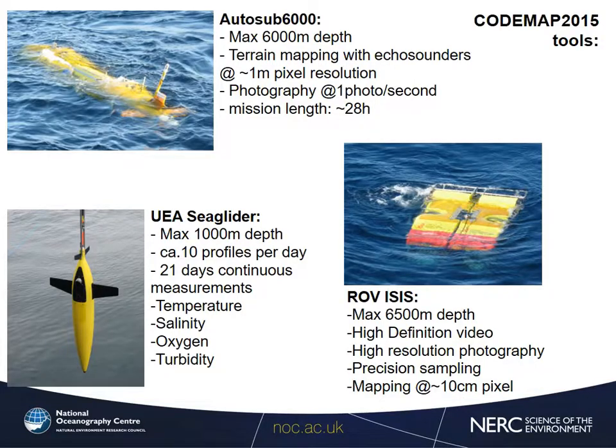Just a bit more information about those main vehicles. So AutoSub 6000 is the deepest diving AUV of the AutoSub series. It goes down to 6,000 meters and stays underwater for 24 to 28 hours, depending on the equipment used and battery power. We mainly use it for terrain mapping using echo sounders, but it can also do photography in terrain that's not too irregular, because it needs to stay about 3 meters above the seabed to do that.